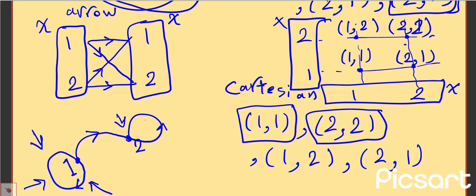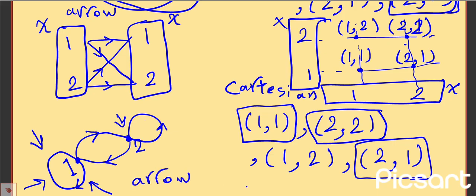This is a new diagram. And then we have 2 and 1. The arrow will come from 2 to 1. This is also called an arrow diagram. No, it's not confusing. Just be patient with this diagram and you will understand everything.